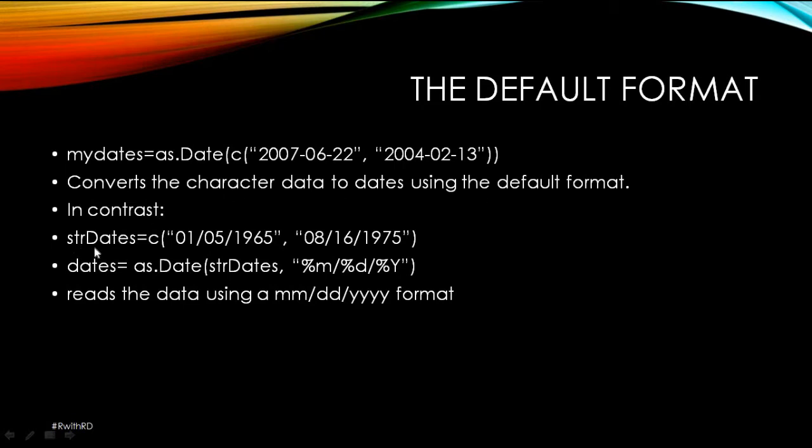In contrast, if I give a name like strDates equals c of two particular dates, and then dates equals as.Date, this is the name of the vector, comma, and this is the format that we have learned in the previous slide, like for example percent m, percent d, and percent capital Y, that is the complete year like 2007 or 1975. So this reads the date using the month, day and year format.